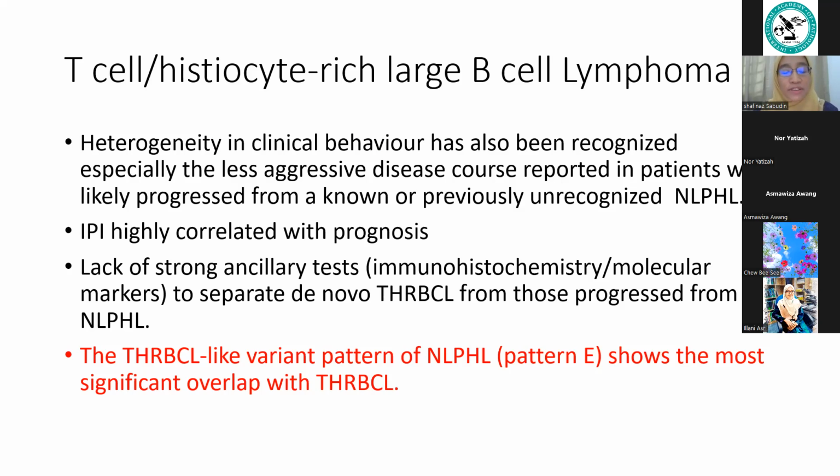So again, I would like to emphasize here that pattern E of nodular lymphocyte predominant Hodgkin lymphoma shows the most significant overlap with T histiocyte rich B cell lymphoma, and this is the one that will give us major confusion, or the diagnostic dilemma, when trying to diagnose nodular lymphocyte predominant Hodgkin lymphoma.